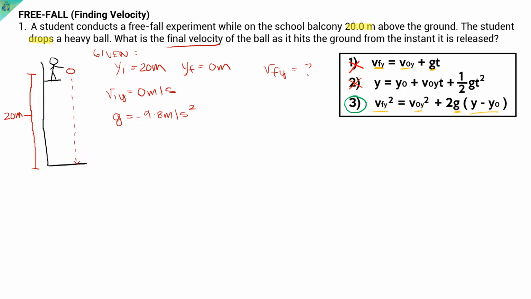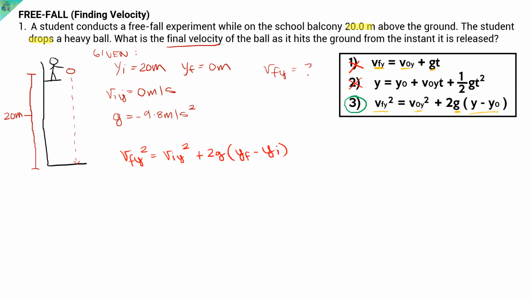Okay, so we'll write down equation number 3 here. So we have here vfy squared is equal to voy, rather viy. Again, it's the same thing. Naught and i mean the same thing. Plus 2g times yf minus yi, or y minus y naught. That's the same thing there.